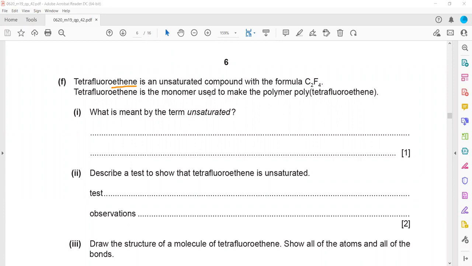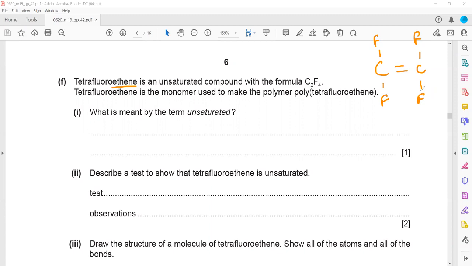Tetrafluoroethene is an unsaturated compound with a formula of C2F4. The structure, because ethene means there will be a carbon-carbon double bond, and it contains 4 fluorine atoms attached. That is the structure of tetrafluoroethene. The polymer is known as Teflon, which is used as a layer of a non-stick pan. So tetrafluoroethene is a monomer used to make a polymer, polytetrafluoroethene.